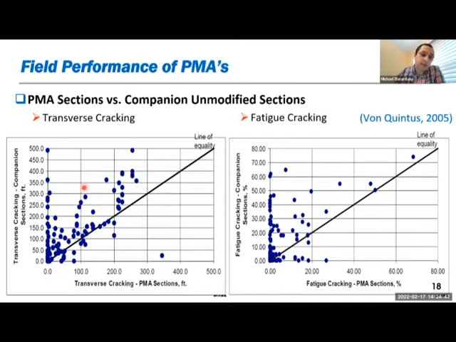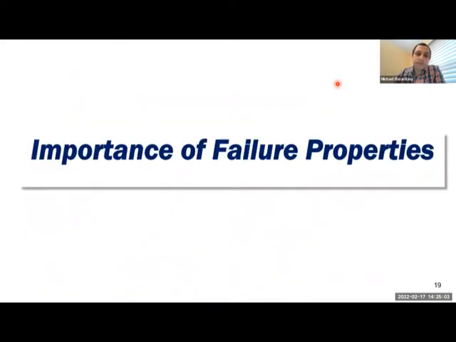So all these dots above the line of equality are telling us those are the points that show that polymer modification helped with transverse cracking resistance and also with fatigue cracking resistance. So the field data is telling us that polymer modified binder is supposed to perform better.